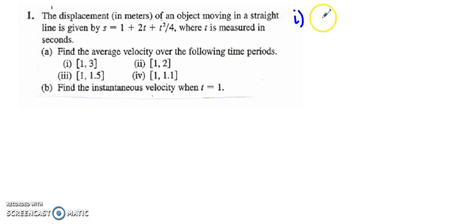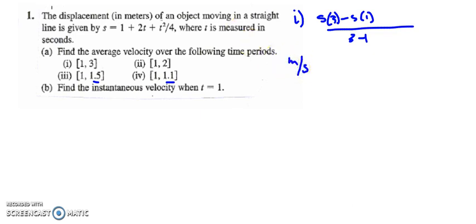But for I, you're looking for the average velocity from 1 to 3. So you want s of 3 minus s of 1 over 3 minus 1. And again, it's a calculator problem. As you can tell in 3 and 4, these numbers are getting pretty tricky to do by hand. So you just want to find the average rate of change or average velocity, and the units for each of these will be meters per second.